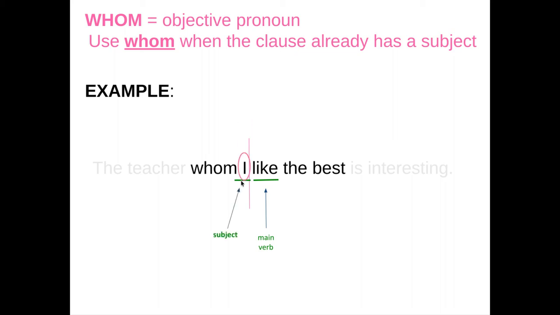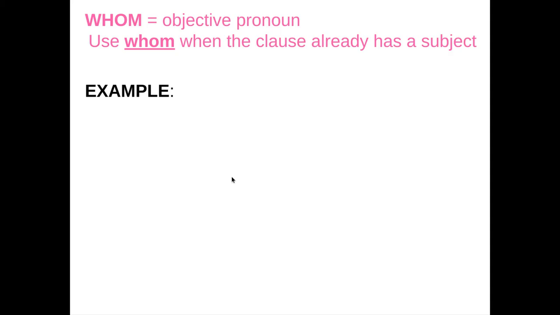Oh, I like. I is the subject of this clause, who or what the clause is about. Since there is already a subject there, that's when I use whom. I'm going to say that again. I'm going to use whom when there's already a subject there. I is the subject of this clause. I'm using whom.